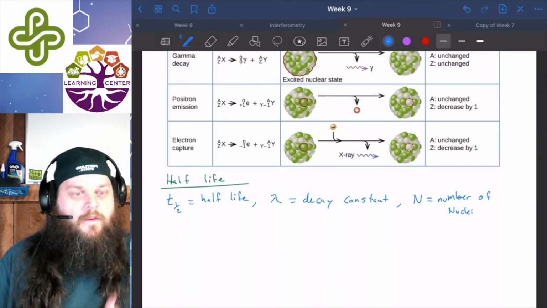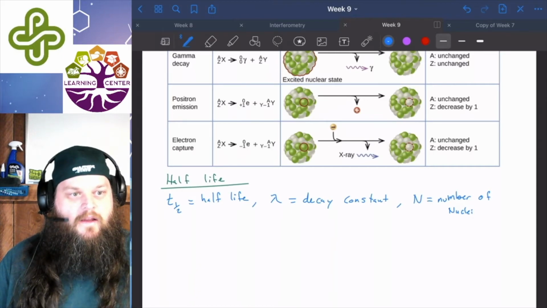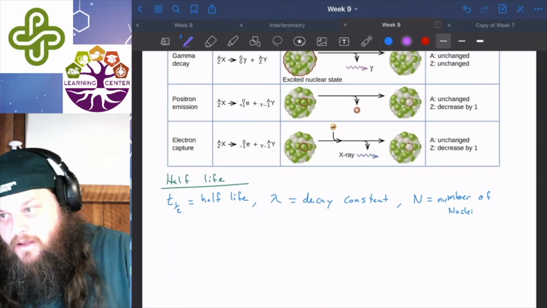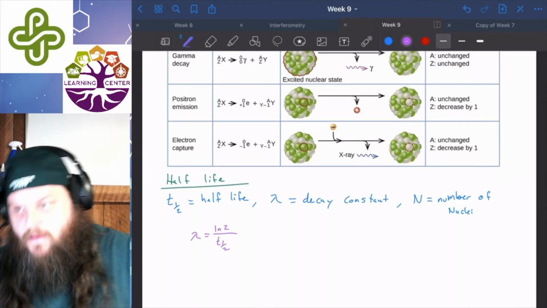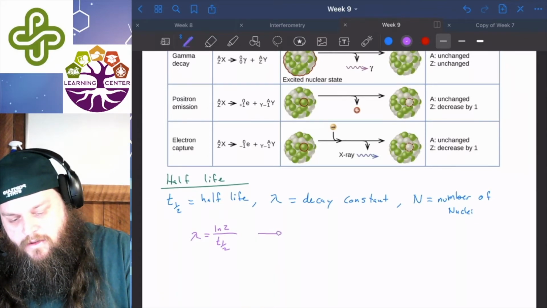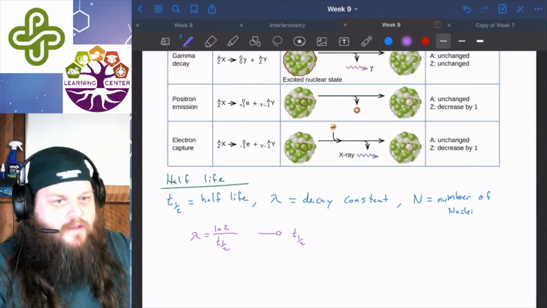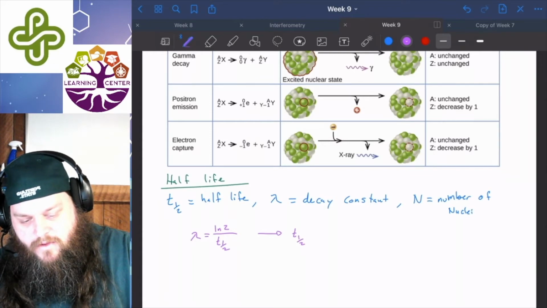We could then determine how many of those decayed based off of the half-life and the decay constant. There are some equations we can utilize here, where the decay constant is equal to the natural log of 2 divided by the half-life. And we can rearrange that if we wanted to solve for the half-life. Sometimes we know the half-life, sometimes we know the decay constant, but there's an inverse proportionality between them, so we can easily solve from one to the other.